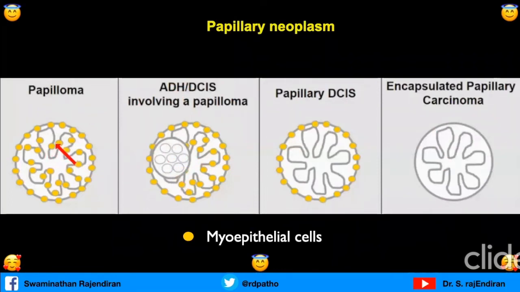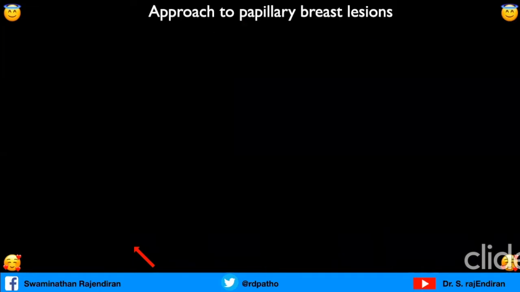In a case of papilloma, you have to see the myoepithelial cells in the center as well as in the periphery. I kindly request all of you to take a picture of this. This understanding is very, very important in papillary lesions. So how will you approach?